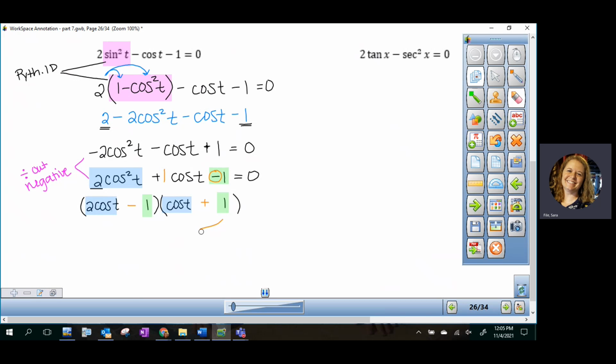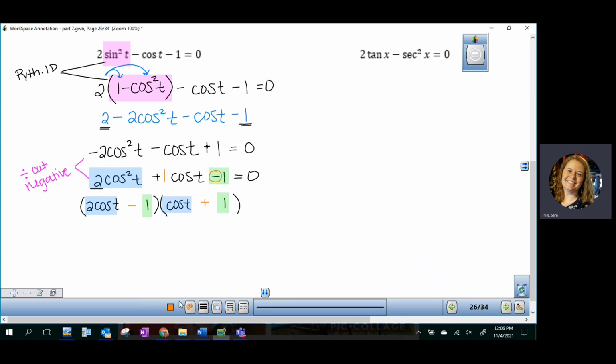If you prefer to do the all-out box method, grouping, whatever, even when those are prime numbers, that's fine, you can. I just think this was a little quicker. All right, once you have your trig function separated into separate factors, you're ready to split and solve.